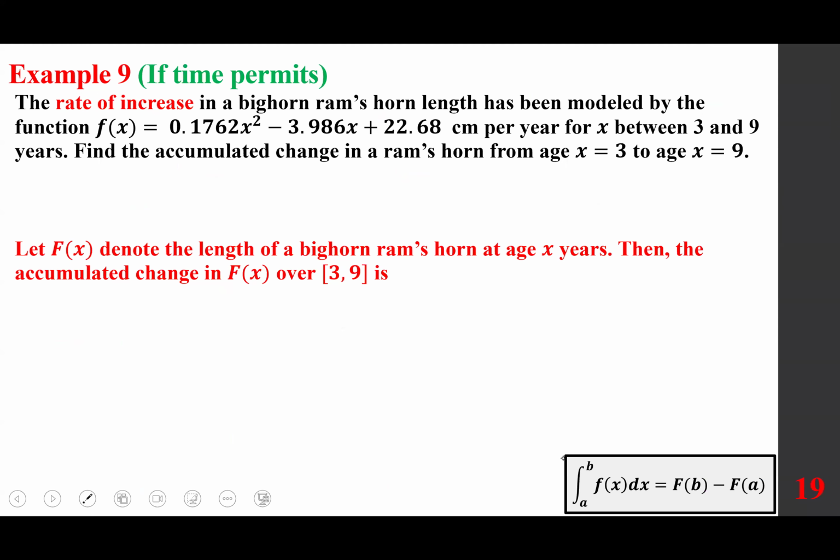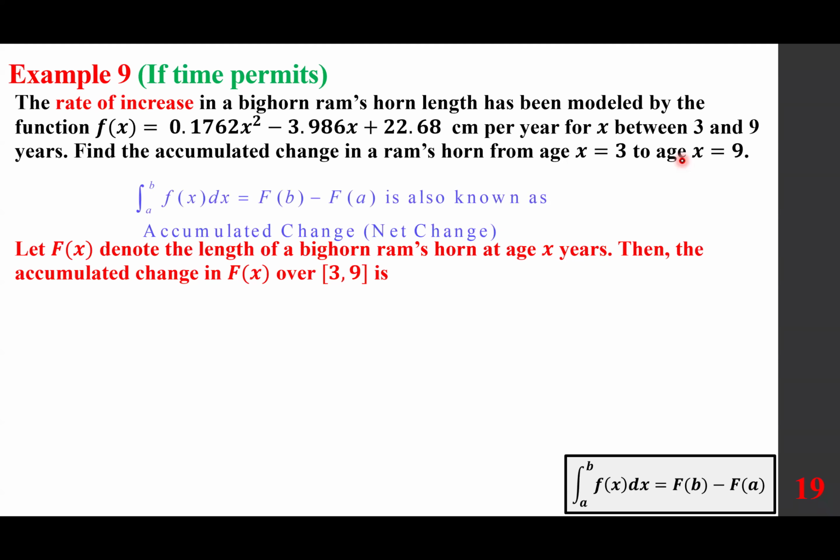I want to look at another example similar to what we just did. The rate of increase in a bighorn ram's horn length has been modeled by this function. F of x is 0.1762 x squared minus 3.986 x plus 22.68 centimeters per year for x between 3 and 9 years. Find the accumulated change in a ram's horn from age 3 to age 9.